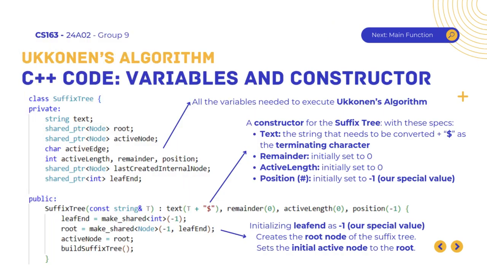Next is the variables and constructor of the class suffix tree. All the familiar variables: the string, the root, the active node, active edge, the active length, the remainder, the position. We also need the last created internal node so that we can check if we need to add in a new suffix link or not, and a leaf end so that we can update easily.